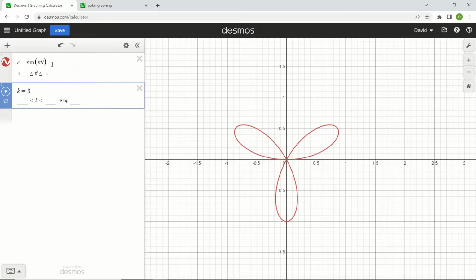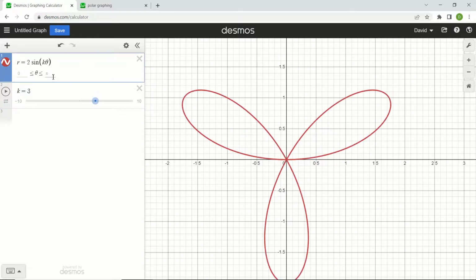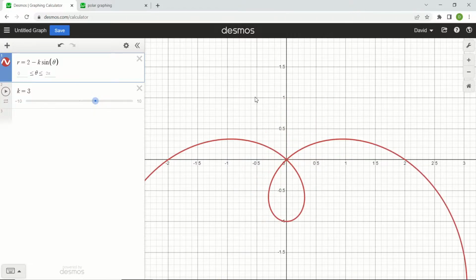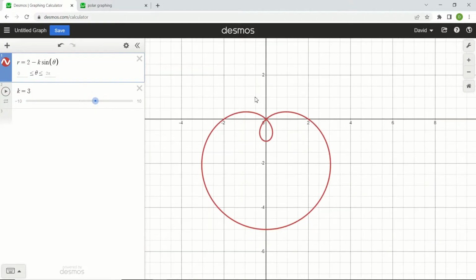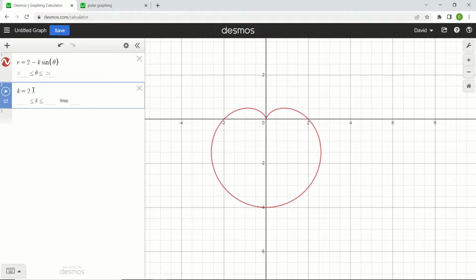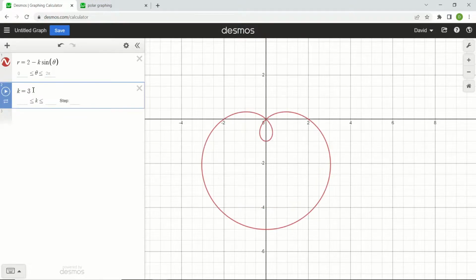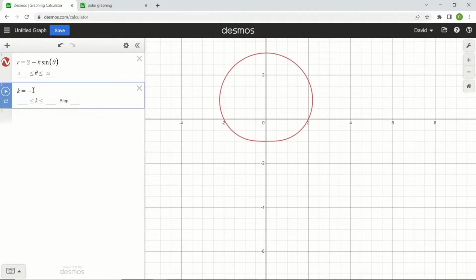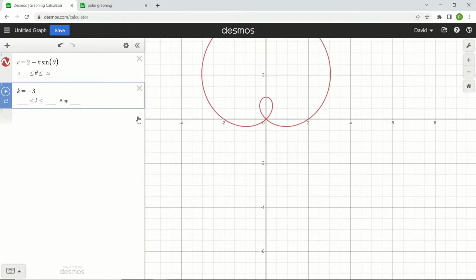Let's look at family 2. So family 2 was 2 minus k times sine theta. So let's look at a couple of values for k here. So when k is 0, I have a circle. Here's k equals 1, 2, 3. If I'm going to go negative, I've got 0, negative 1, negative 2, negative 3.